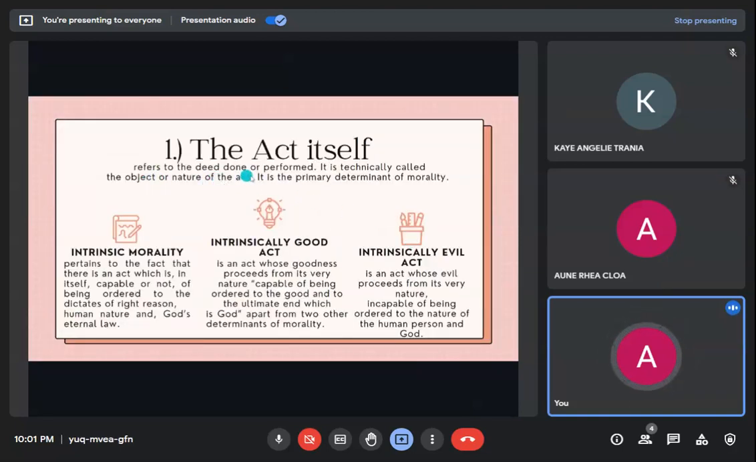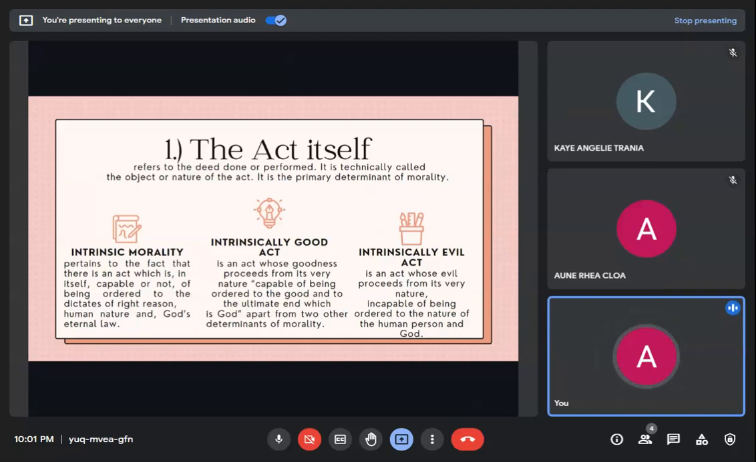It refers to the deed done or performed. It is technically called the object or nature of the act. It is the primary determinant of the morality. The act itself is also known as the object, which is the thing that is actually being done. For instance, if I am going to steal a dress from my sister, the object of that is the stealing of the dress. In identifying the act itself or the object, it is simply what you have chosen to do. Another example is that you work as a janitor in your school because you want to get into college. The act itself or the object in that scenario is working at your school.